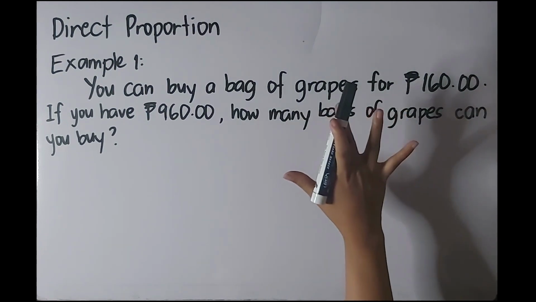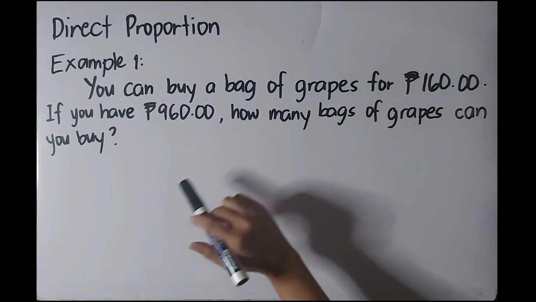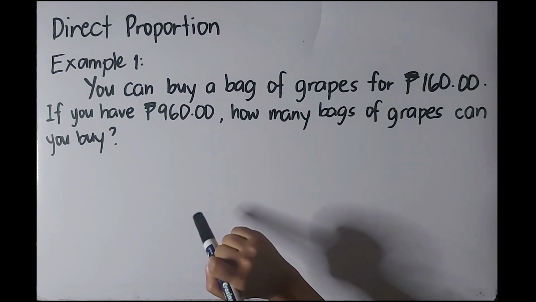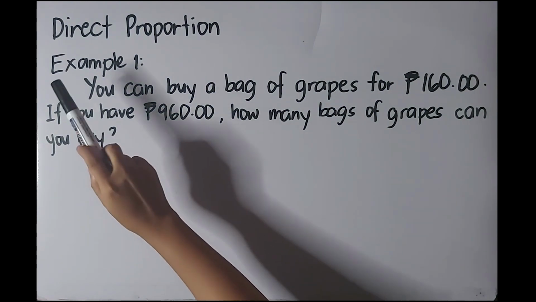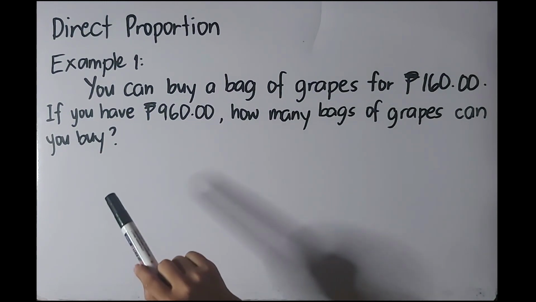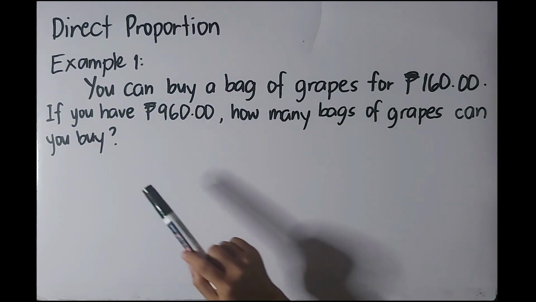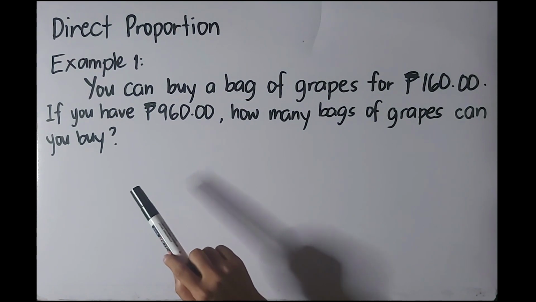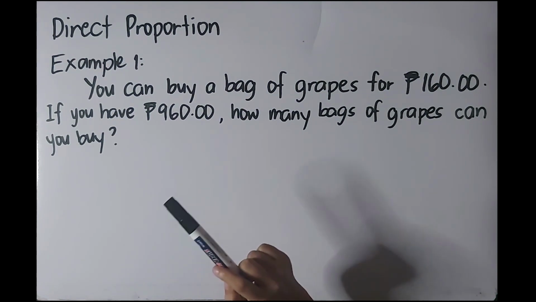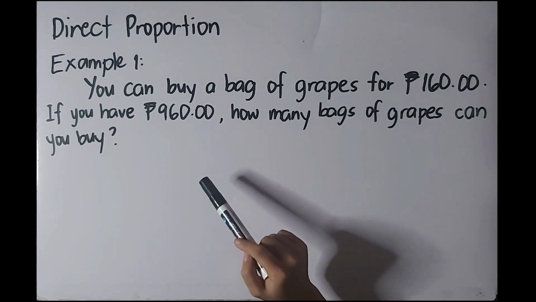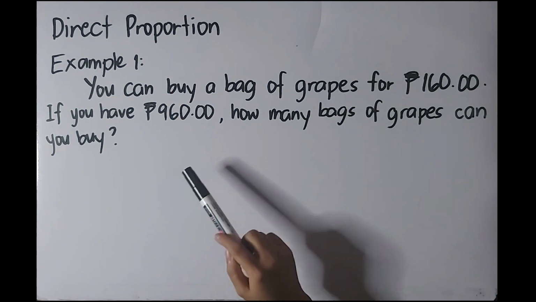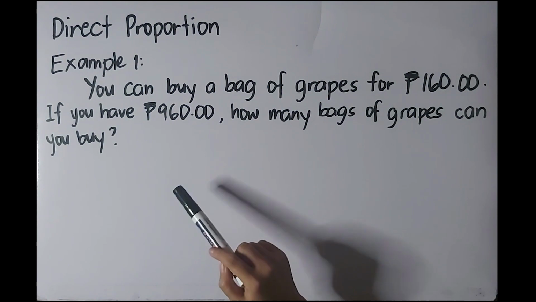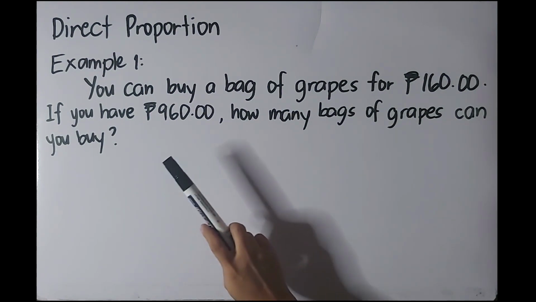Now, let us discuss solving problems involving different kinds of proportion. First, we have an example for direct proportion. This example problem was already encountered in our previous lesson about distinguishing different kinds of proportion. So let's have this Example 1.